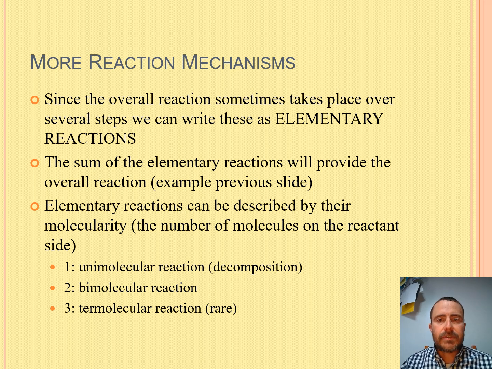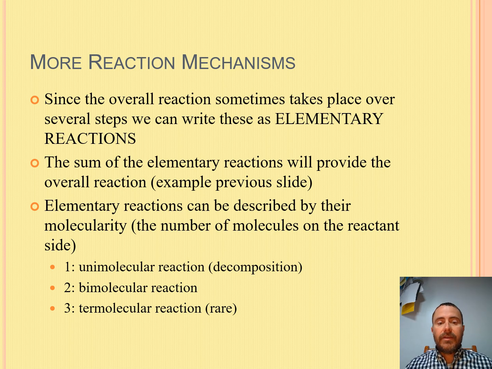Well, in the previous slide, we saw that sometimes our overall reactions take place over several steps. And when they do, we call those several steps elementary reactions. When we have elementary reactions, we can describe each one of them by something that we call the molecularity. Right? And that is how many molecules are there on our reactant side.